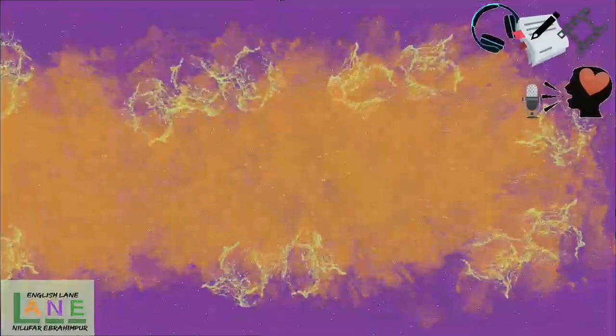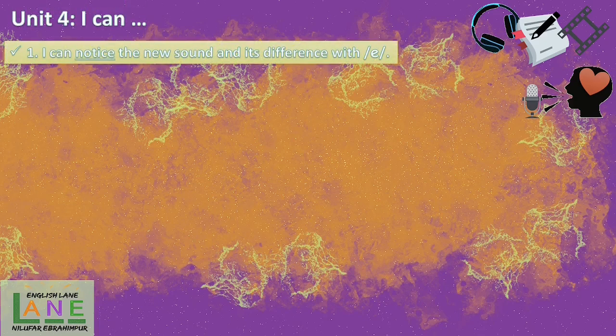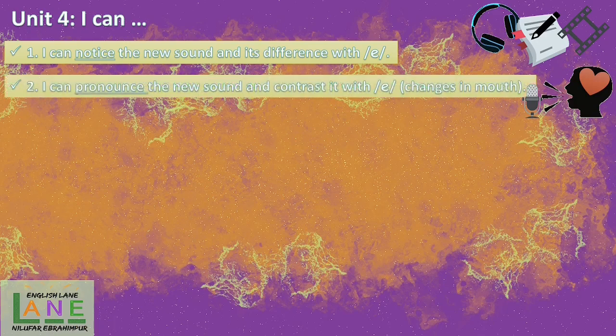Let's see what we can do at the end of this lesson and then finish it. Let's check if we can do these things. I can notice the new sound and its difference with the sound air. I can pronounce the new sound and contrast it with air. You need to know the changes in your mouth for both sounds. It's good to go from one sound to another.